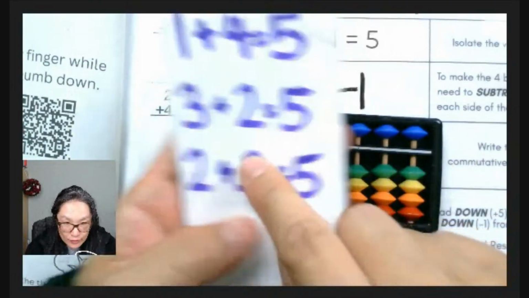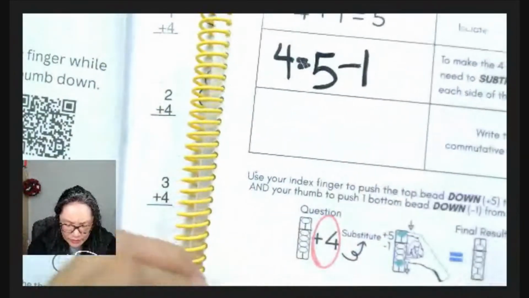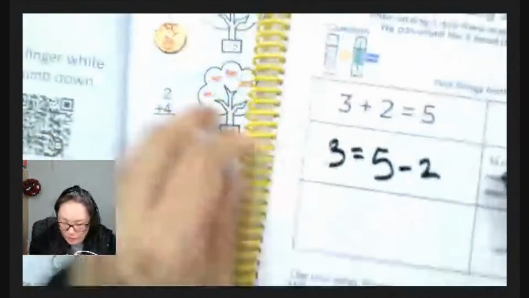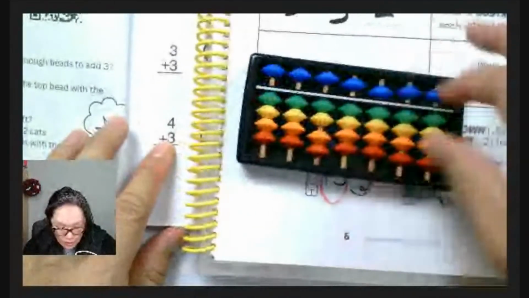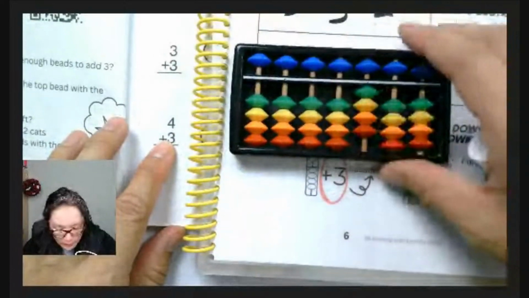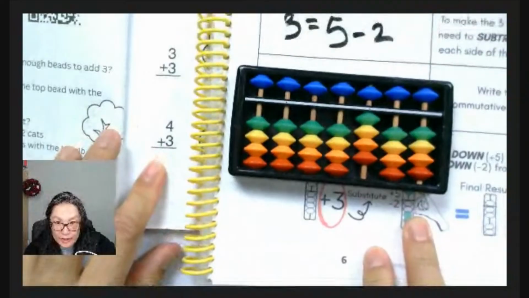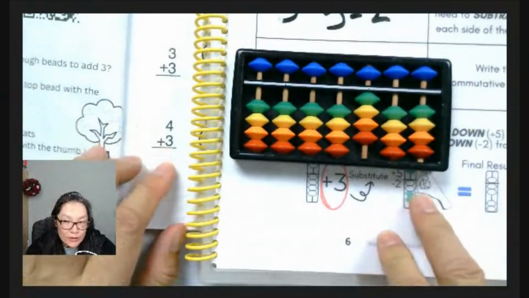We could do it again with the 3. What do you mean we could do it again with the 3? You can do the same concept with the 3. The question is 4. We're going to add the 4. When we add the 4 and we want to add 3, is there enough? No, there's not enough beads to add the 3. How else can we add the 3?